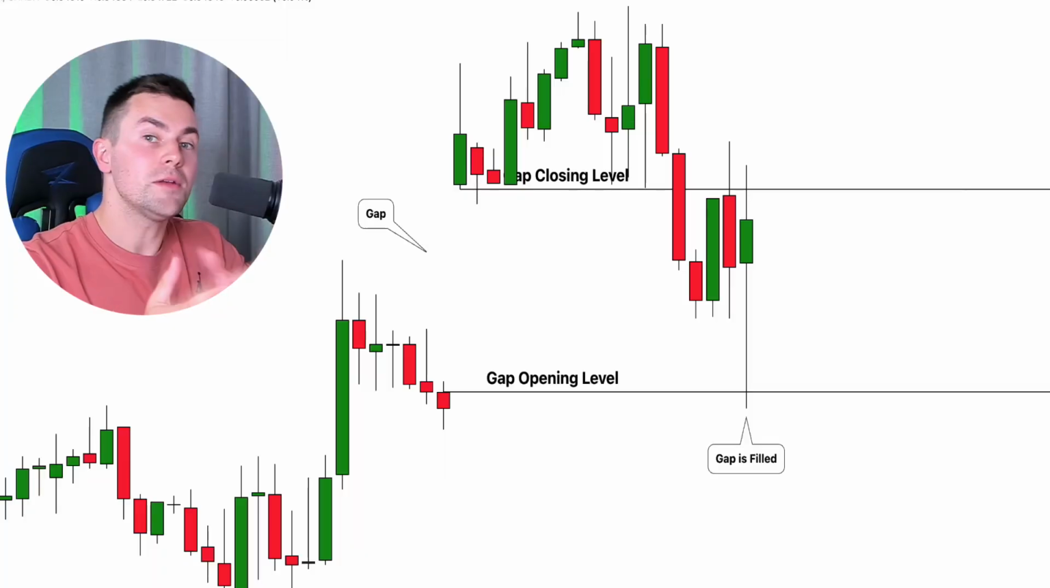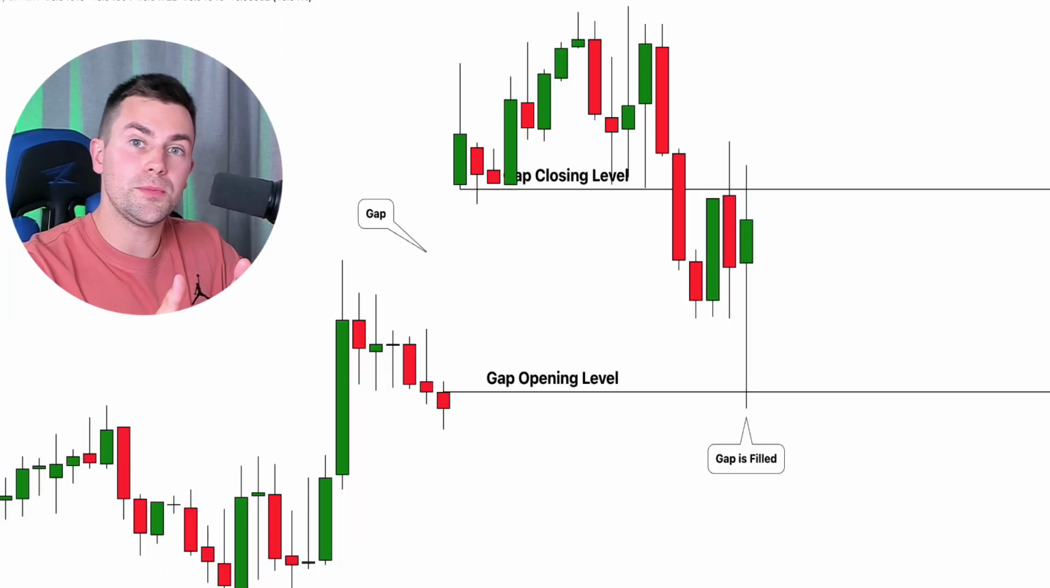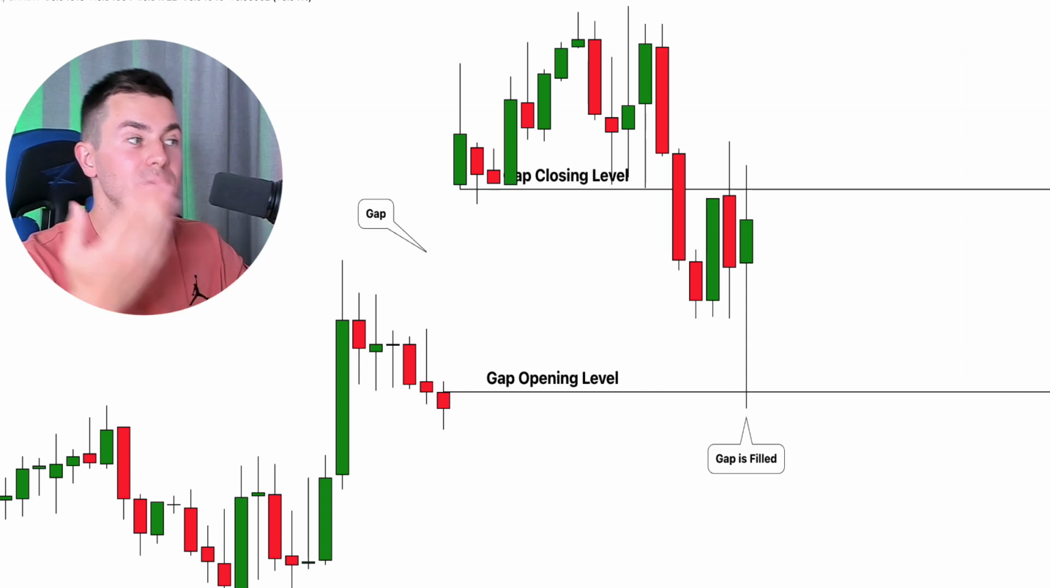And we say that the gap is filled when the price returns back to the gap opening level. You can see that after some time, Euro-Pound pair dropped and the gap was filled. The price returned back to the gap opening level. Such a pattern is very reliable and consistent among different financial markets. For that reason, it can provide profitable trading opportunities for us.